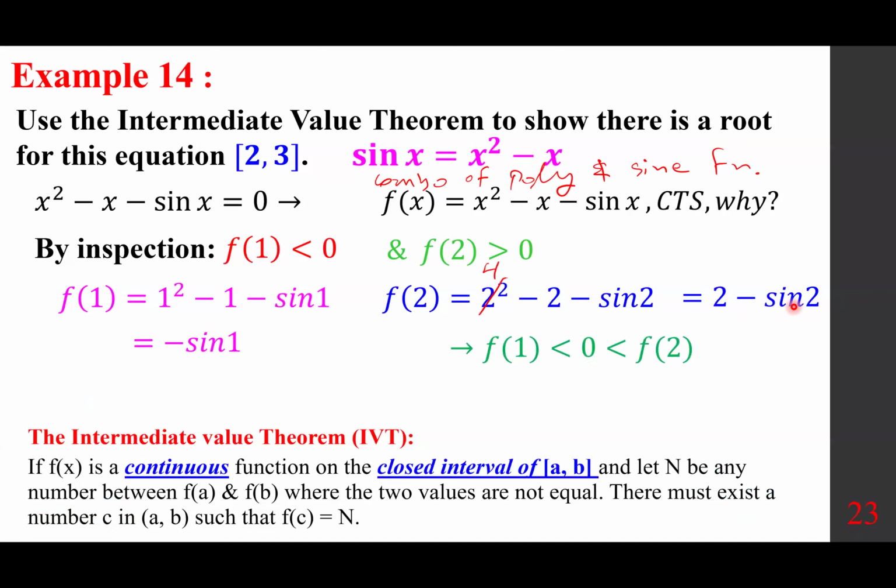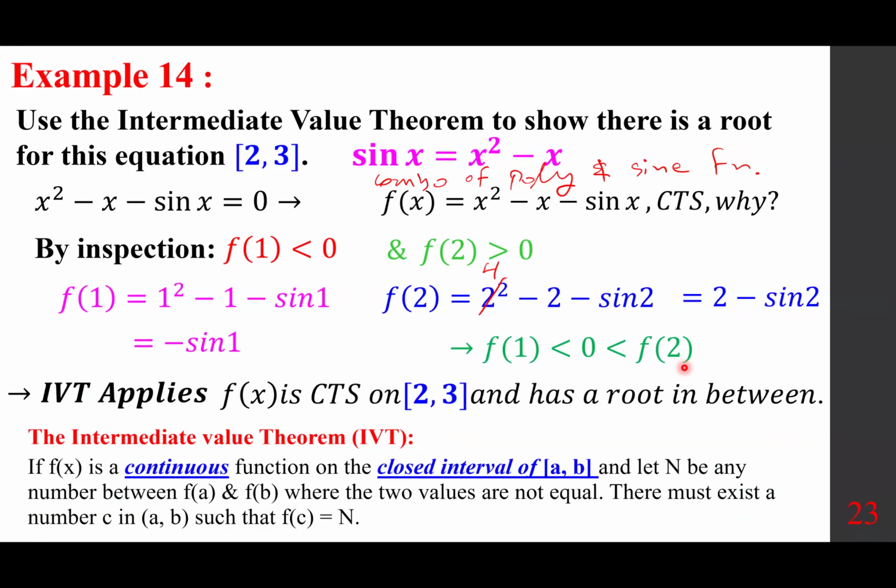And since f of 1 is negative and f of 2 is positive, between 1 and 2, there must be a root. IVT applies. F of x is continuous on negative 2, 3 and has a root in between. Class, this is negative 2, and part 1 is some number in between. Okay, so just wanted to make sure you are okay with this.